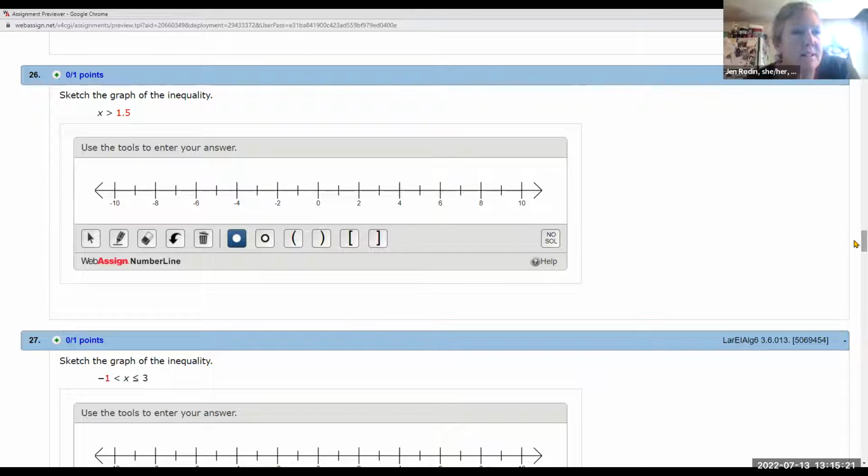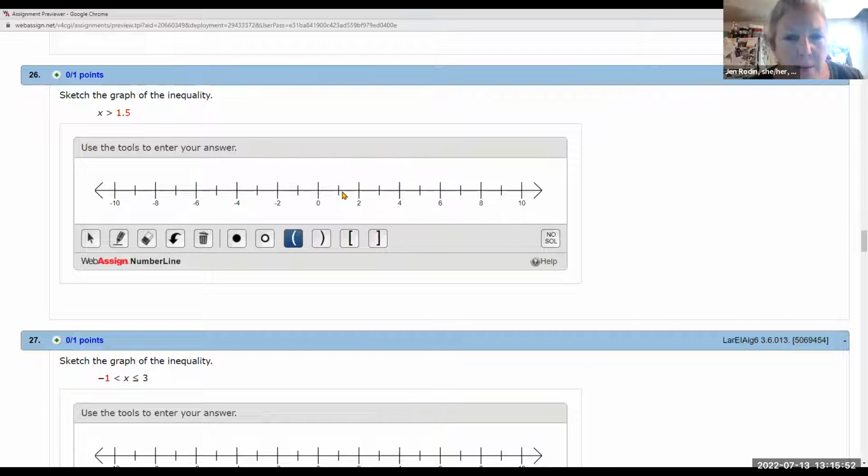So now this one says x is greater than 1.5. So greater than would be either the open circle, so there's no or equal to underneath our arrow, or this parentheses, because we're going to shade to the right, everything greater than 1.5. So it could do either one of those. I'll do the parentheses here. Fine, here's where 1 is.